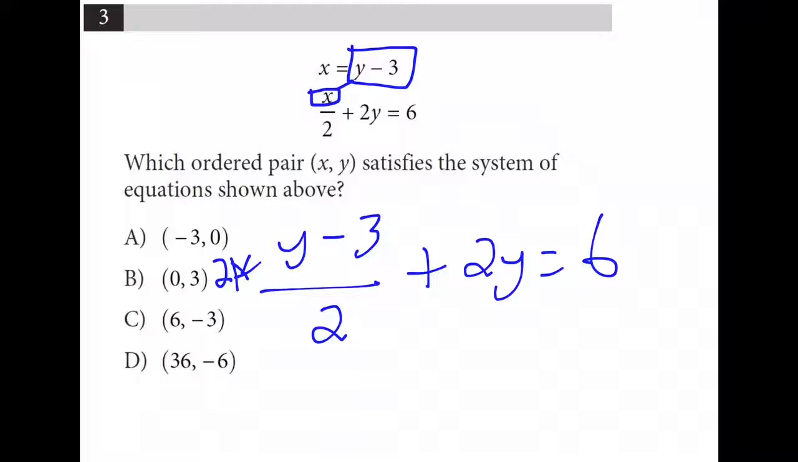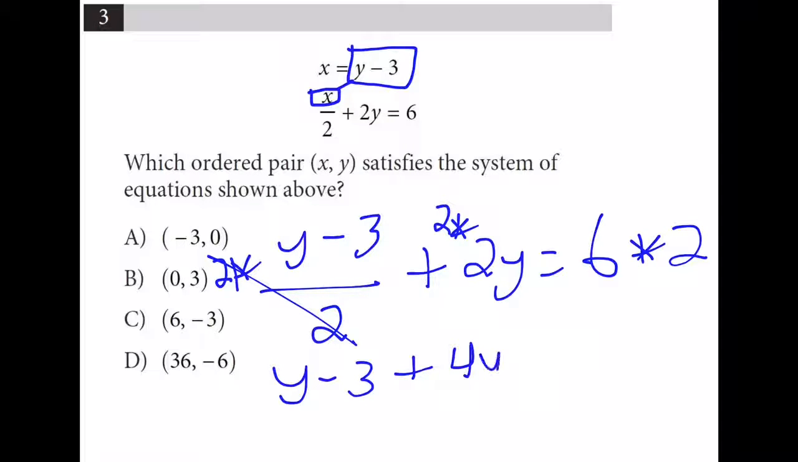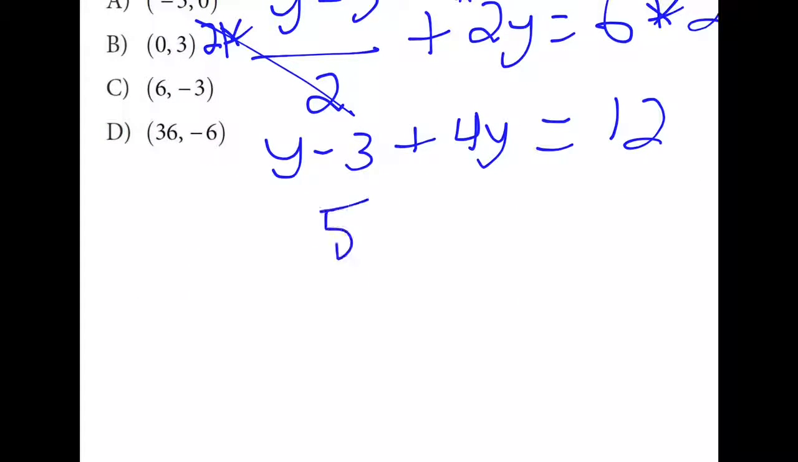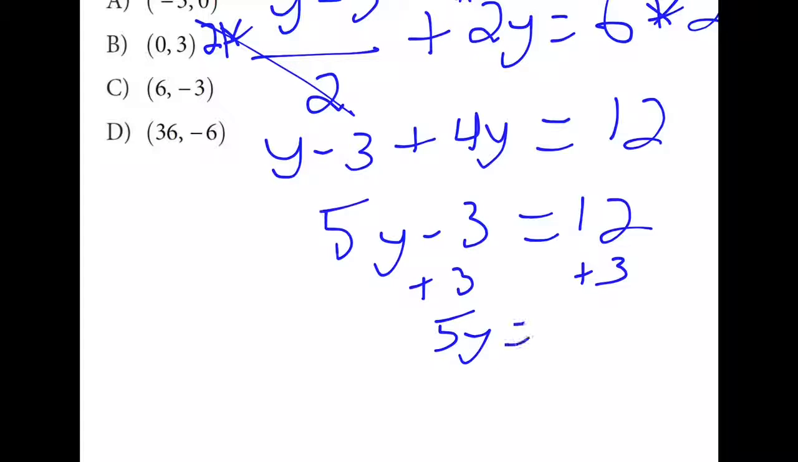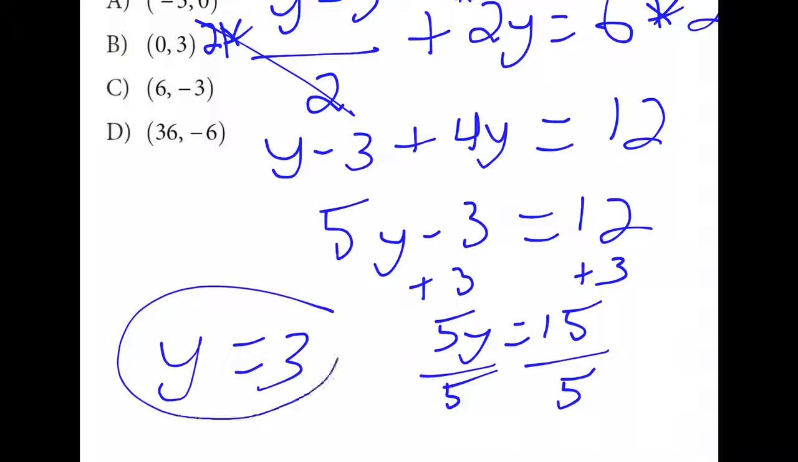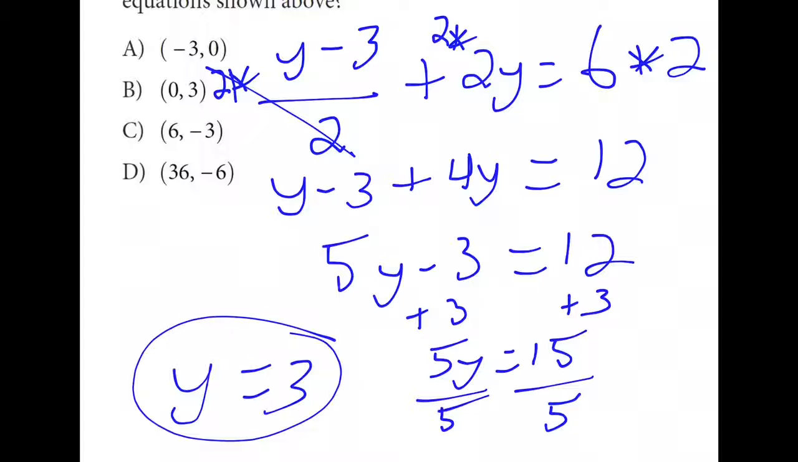So I take 2 times here, 2 times this, and 2 times this. This cancels out. I have y minus 3. This is doubled, and I have 4y. And over here I have 12. If I combine like terms, I have 5y minus 3 is equal to 12. When I add 3 to both sides, 5y is equal to 15. And when I divide both sides by 5, I get y is equal to 3. Looking at my answer choices, there's only one that has a 3 for y, so B is the best choice.